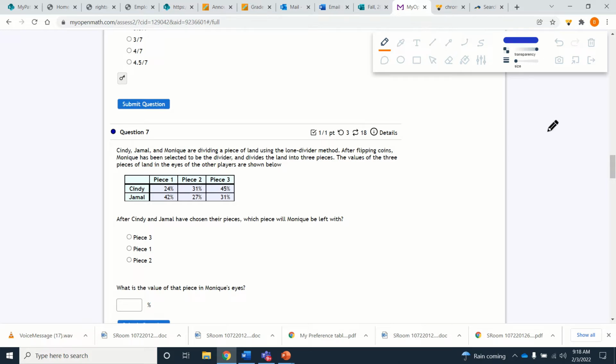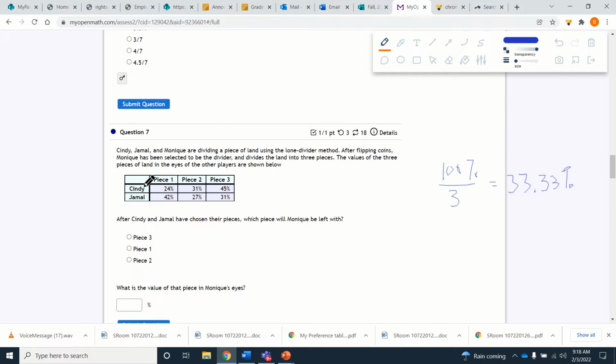Now, when everything's in percentages, we want to take 100% and divide it by the number of people who are involved, and that will give us the fair share for each person. So if there's 3 people here, Cindy, Jamal, and Monique, if we divide it by 3, that's going to be 33.33% for everybody's fair share. So everybody should get a third, essentially, 33.33%, to be a fair share.